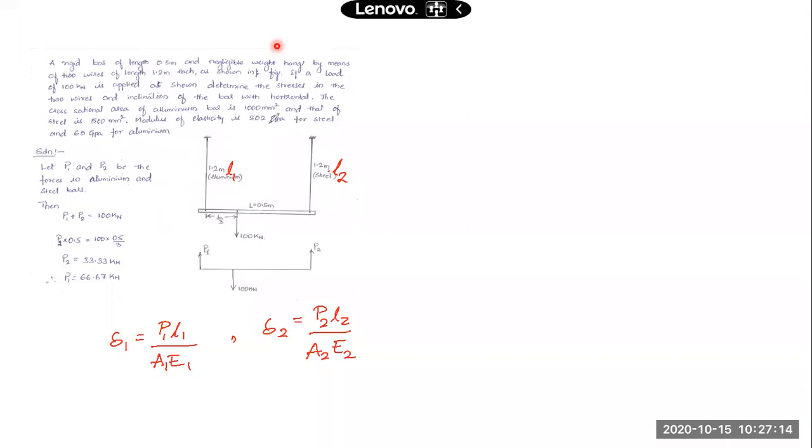Modulus of elasticity for steel it is 202 GPa, and for aluminum it is 65 GPa. So 1 Pascal, it is 1 Newton per meter square, or that will be 1 into 10 raised to minus 6 Newton per mm square, if you convert.